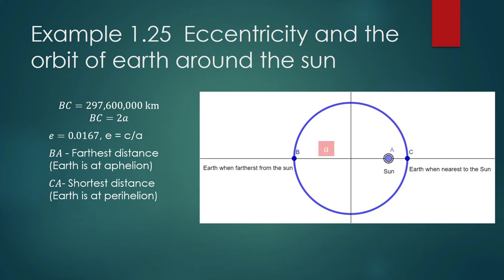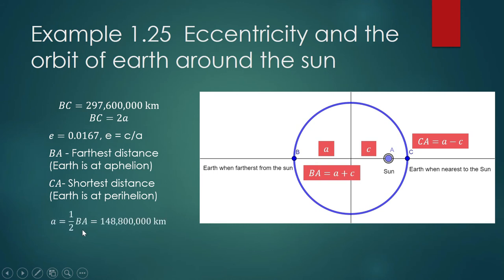Okay, so let us pay attention to this. From the center to one endpoint of your major axis, the length is a. From the center to one focus is c. So in order to get BA, we get a plus c. In order to get CA, the nearest distance, that would be a minus c. So we just need to obtain a and c. Okay, so let's do it.